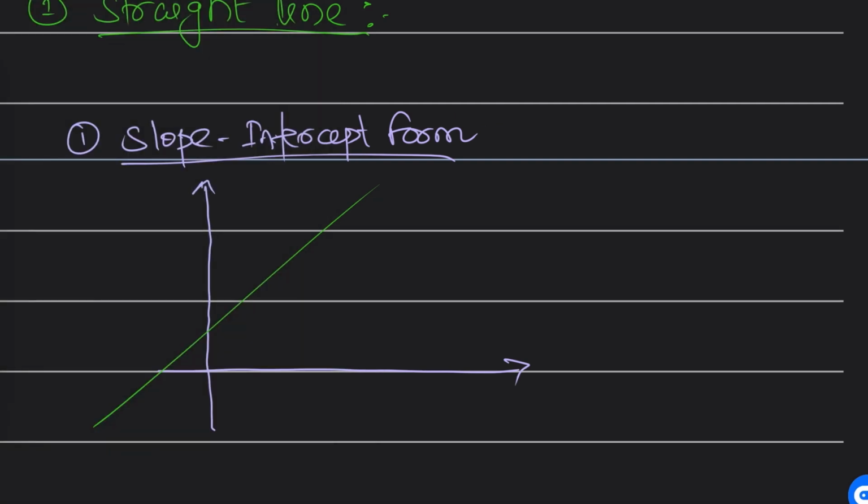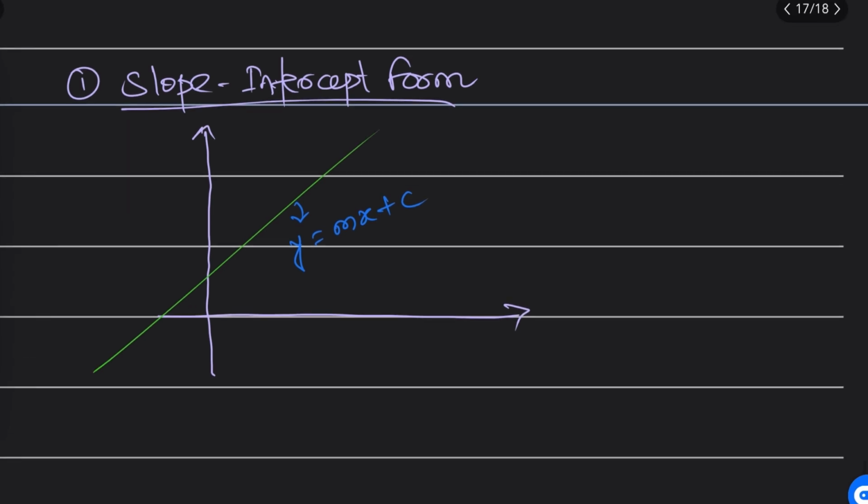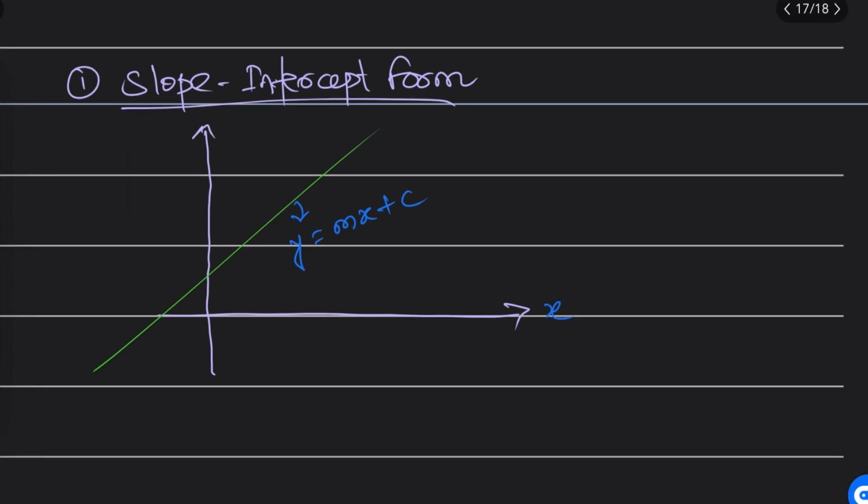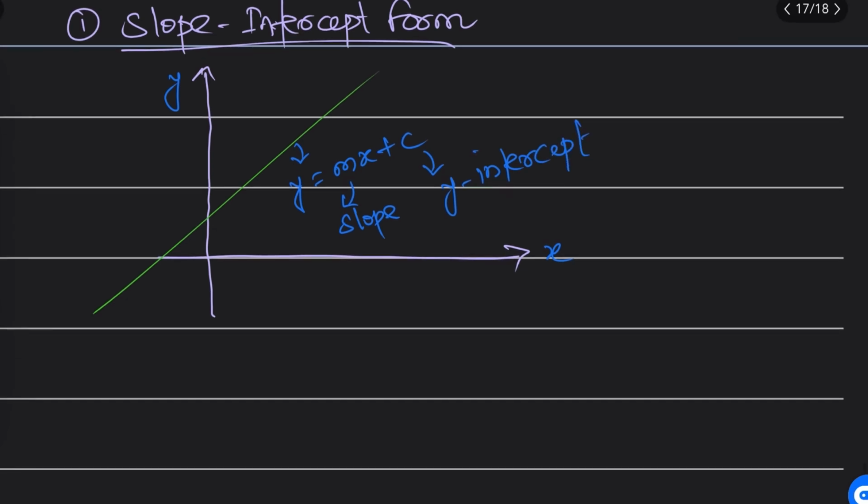Sir, this equation is y is equal to mx plus c. Sir, why mx plus c? This is x axis and this is y axis. Here m is the slope of this straight line and c is the y intercept. That's why we are saying slope intercept form, because m is representing slope and c is representing y intercept.